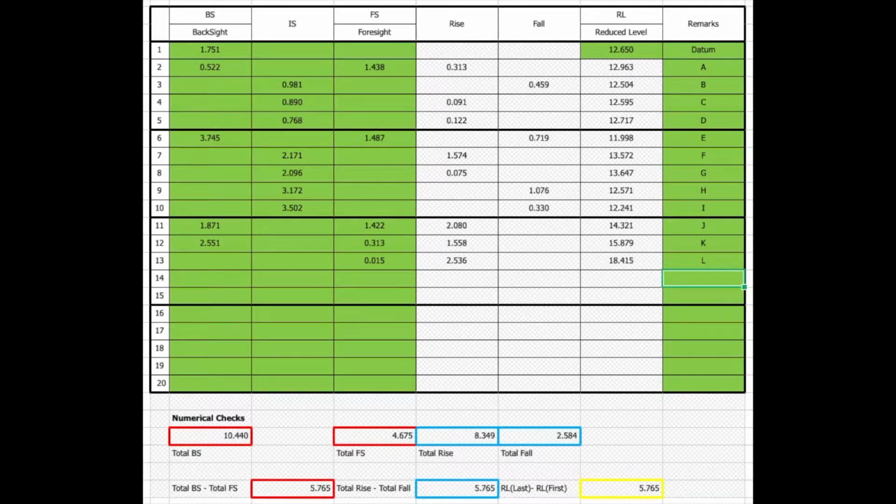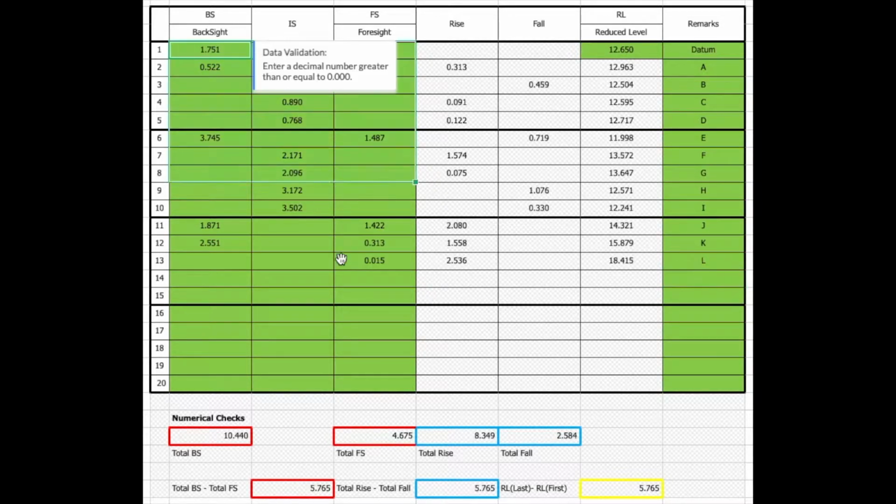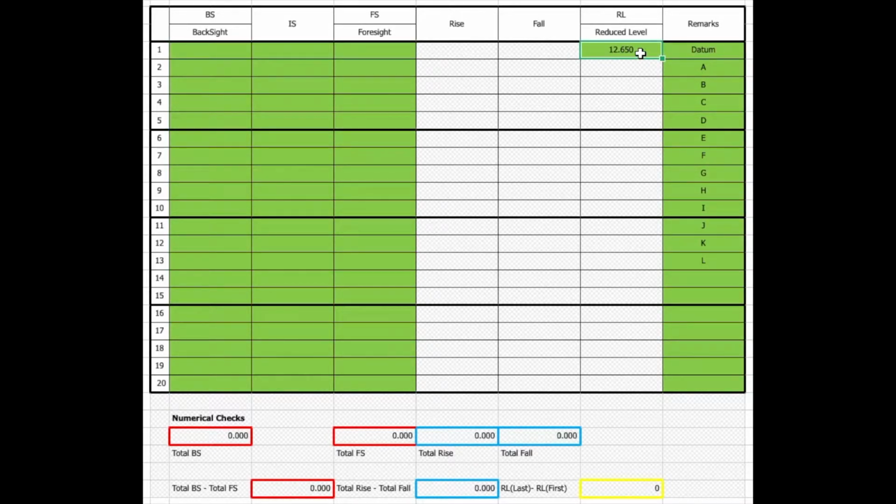The first thing we're going to do with the rise and fall calculator is to remove the previous set of data. To do that, highlight the cells we have in green and delete. So we're clearing the backsight, the intermediate sight, and the foresight columns. We're also going to remove the reduced level, and we're going to remove all the remarks.